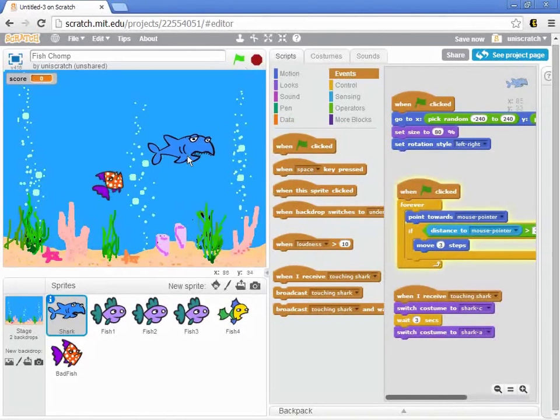I actually don't mind if he's moving while sick. If you wanted to, I'm going to leave that as a task for you. How would you solve it so that when they're touching, the sick shark stays still until he comes back to be the good shark? But in the meantime, that's a good place for us to stop with this right now.